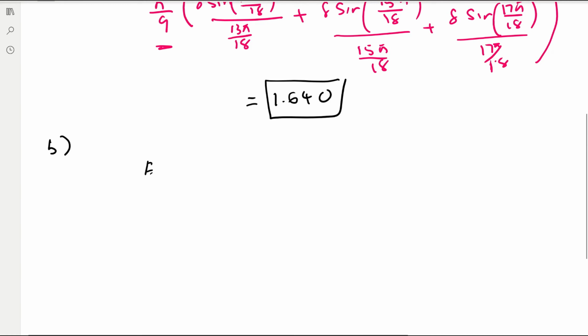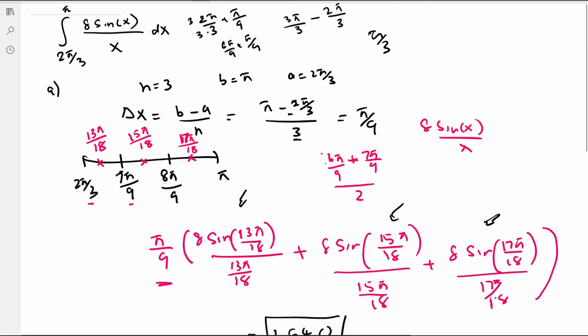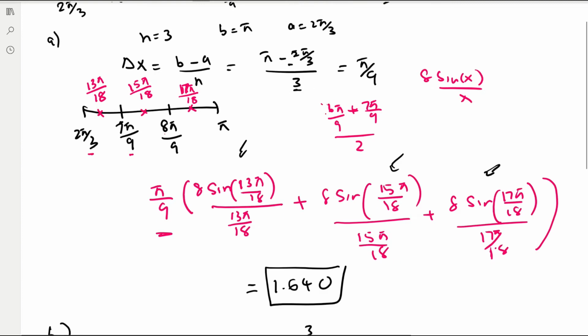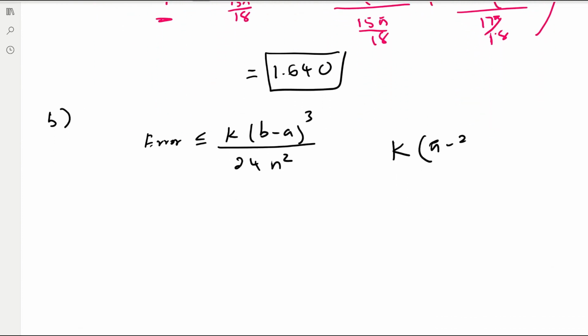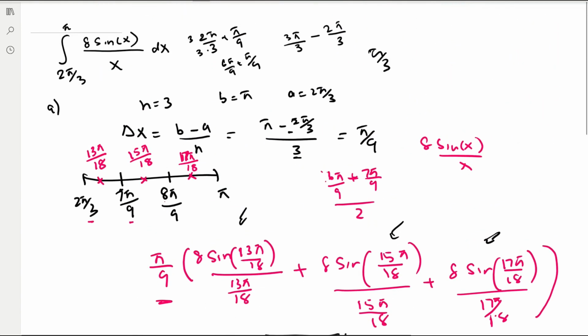So the error in the midpoint rule is K times (b minus a) cubed over 24n squared. Here, b minus a is pi minus 2 pi over 3, cubed, over 24. N is 3, so n squared is 9. Now we just need to find K. The function is 8 sine x over x. So don't forget the 8. All right, so that's the function.